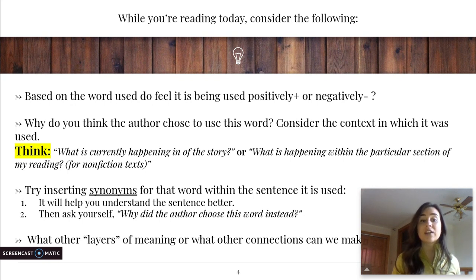Next, try inserting synonyms of that word within the sentence. So synonym, think same words, that could work. First, it will help you understand the sentence better if you put it in there. So, joyful, a lot of us know what joyful means, but instead of saying joyful, you might insert happy. Two, then ask yourself, why did the author choose this word instead, right? Usually with the author's choice of words, they will want a more powerful meaning. And I'm going to show you some examples in a moment. And then finally, what are other layers of the meaning or what connections might we make?